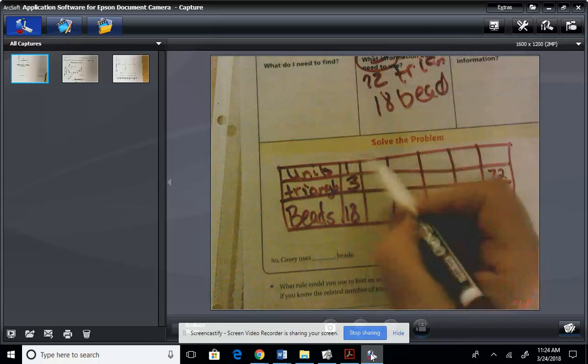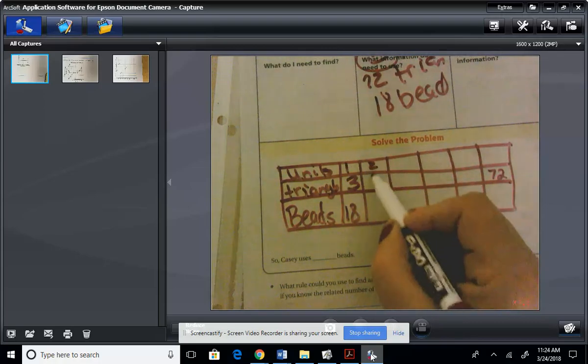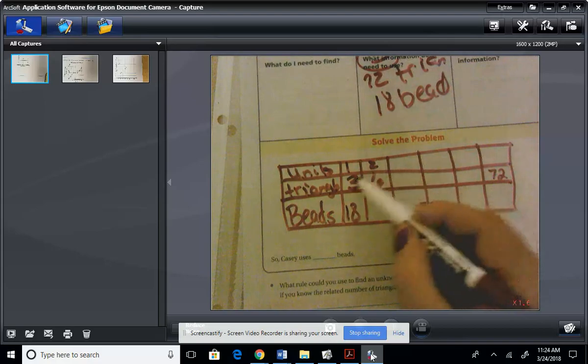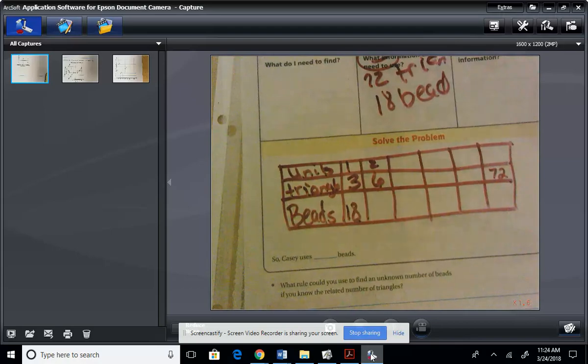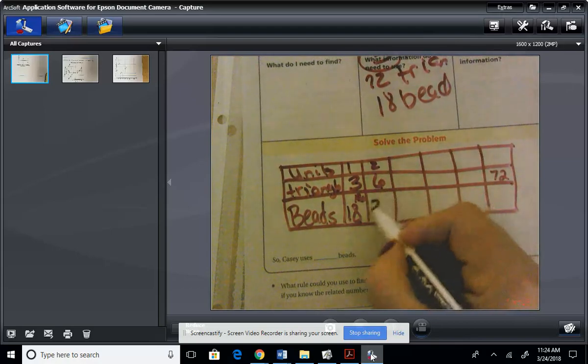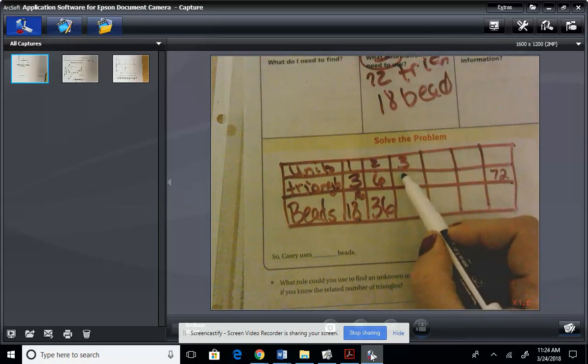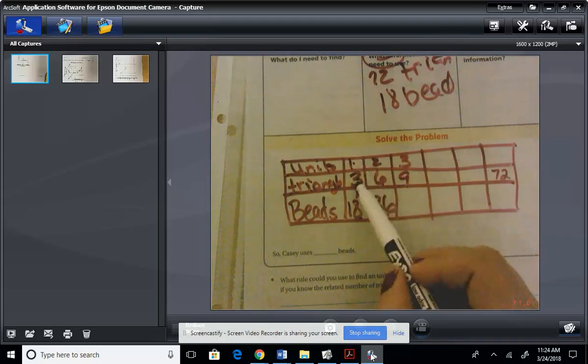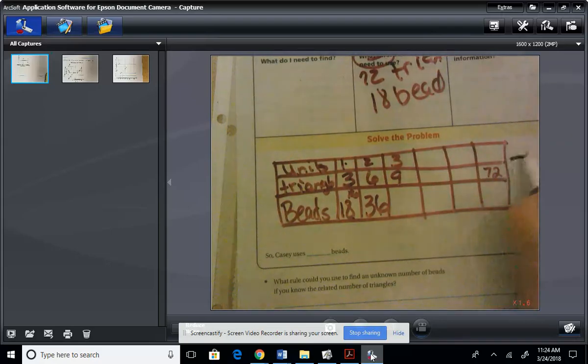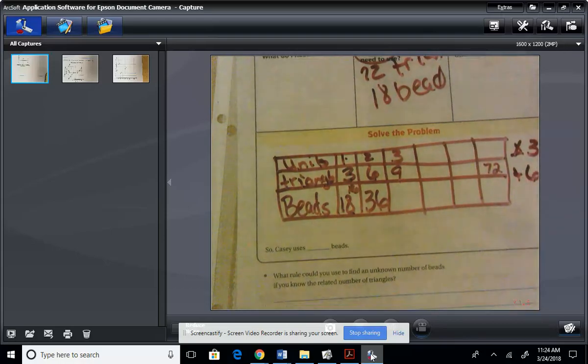So if this is 1 unit, that's what happens. If there are 2 units, then there are 6 triangles. And how did I get from 3 to 18? I took it times 6. So I'm going to do that here, 36. Okay, 3 units. That's 9 triangles. And if you notice, 1 times 3 is 3, so I'm taking this row times 3, and this row I'm taking times 6 to figure it out. And that's 27, so I take that times 6, that's 54 beads.